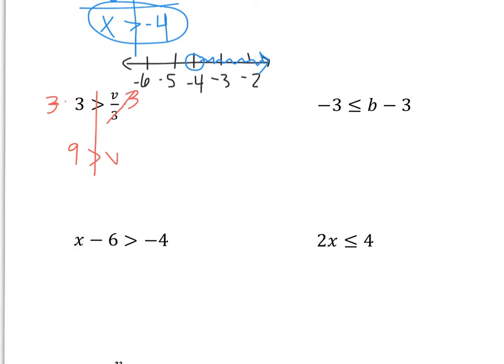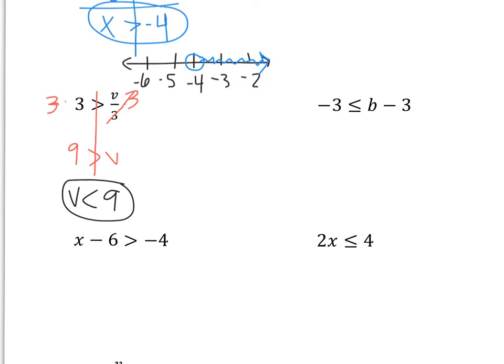And we can leave our answer like that, but it's always proper to write the variable first. So I'm going to flip that around and write the variable first. And so this would be v is less than 9. So not only did I flip the inequality, but I also changed around where the variable and the number was. And both mean the same thing, but it's proper to write the solution with the variable first. So v is less than 9.